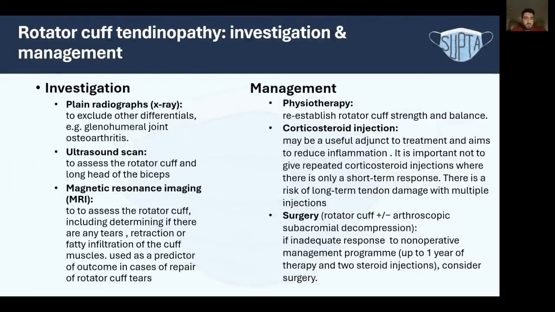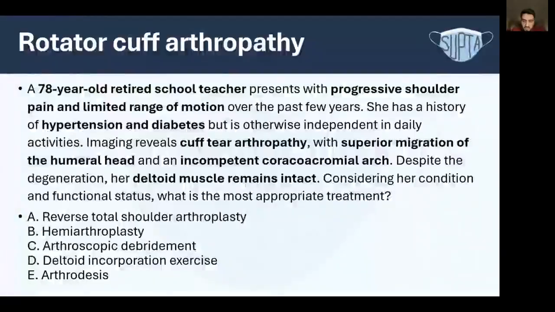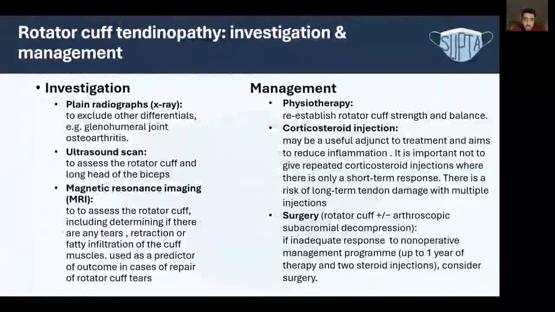The management is physiotherapy. You try to get the muscle strength high again with the physiotherapy, to make them strong again. We could have corticosteroid injections or surgery: rotator cuff repair plus or minus arthroscopic subacromial decompression. And that's only if an inadequate response to a non-operative management program is seen for about a year, which would include like 2 steroid injections. Then you would consider surgery.